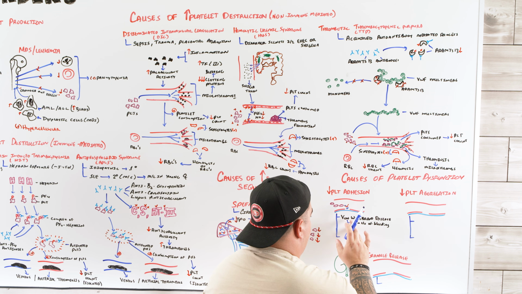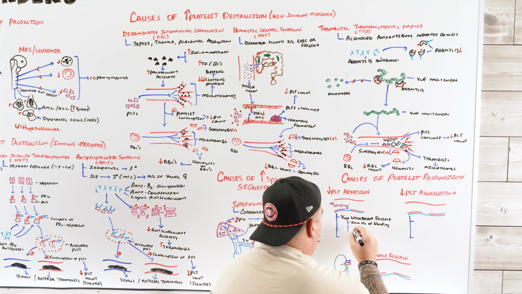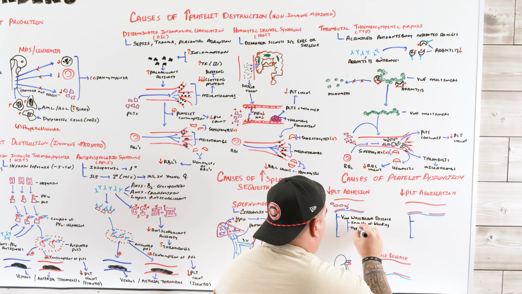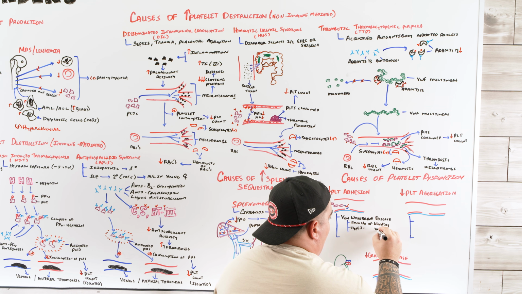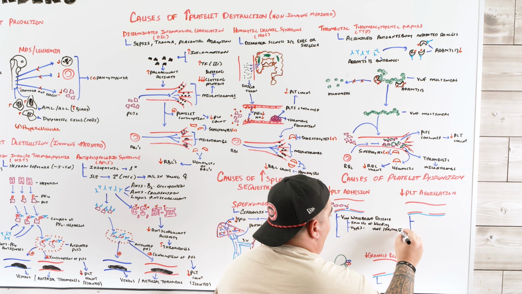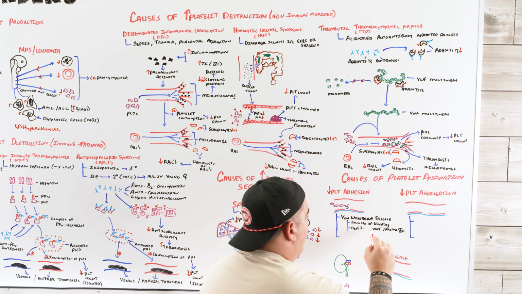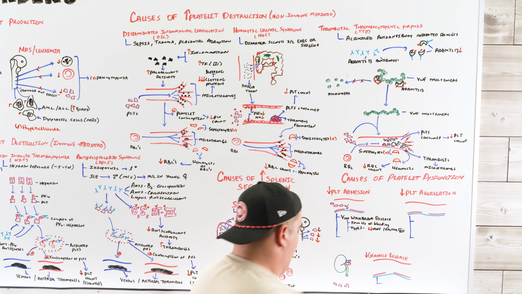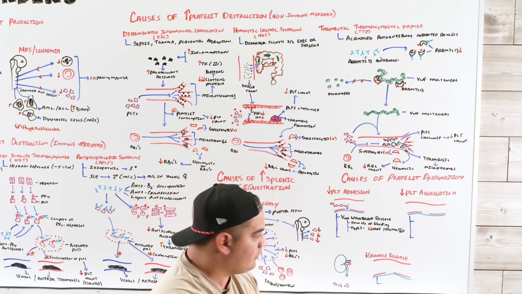So there's 3 different types. Type 1 is probably going to be by far the most common, 85% of cases. And this is when there is a deficiency in von Willebrand factor, and another one called factor 8. So in type 1, there is a deficiency in these clotting factors, right?